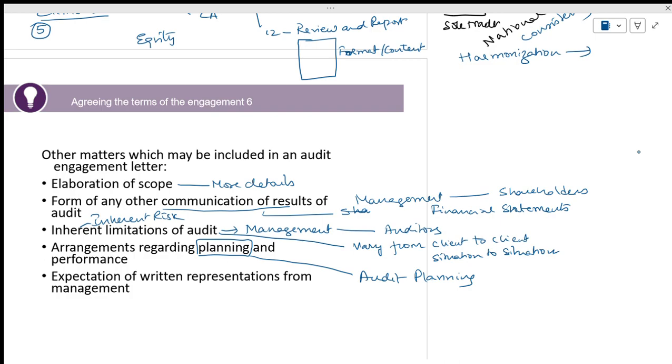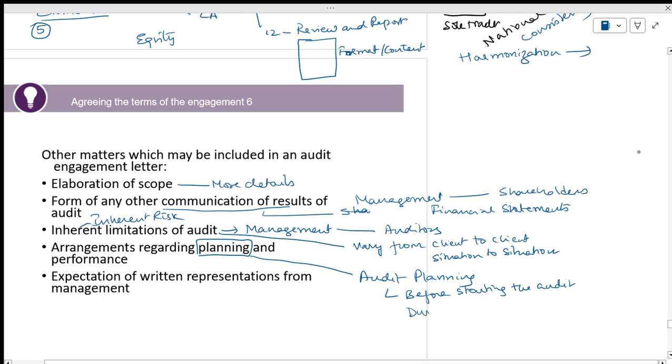Before the audit, during the audit, after the audit. These are very minor, very micro-level points. We have to know what we have to do before starting an audit. I am writing this very clearly: before starting the audit, what we have to do during the audit, and what we have to do after completion of the audit.